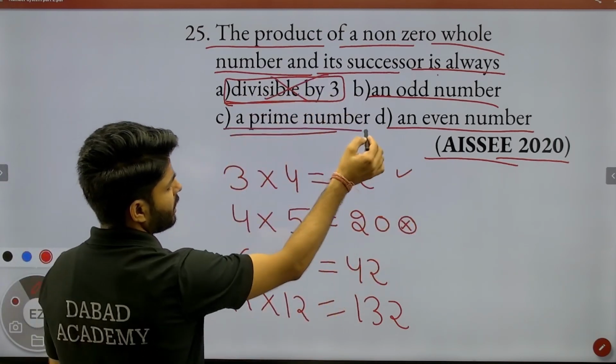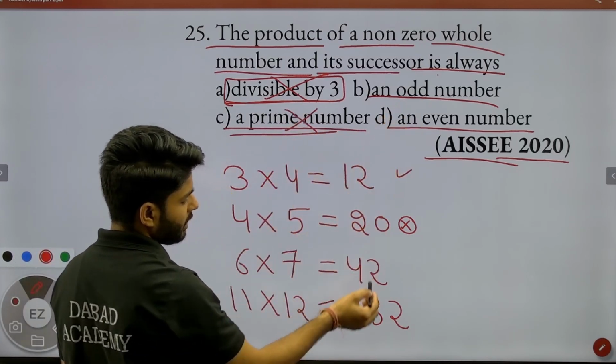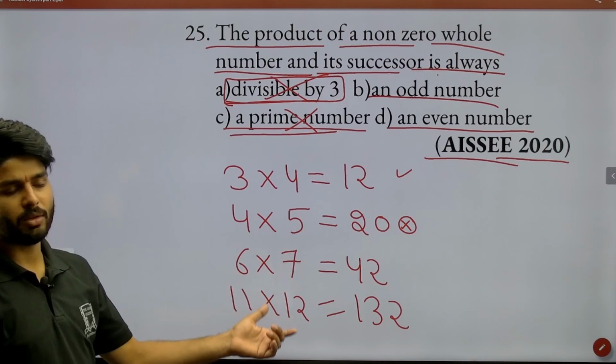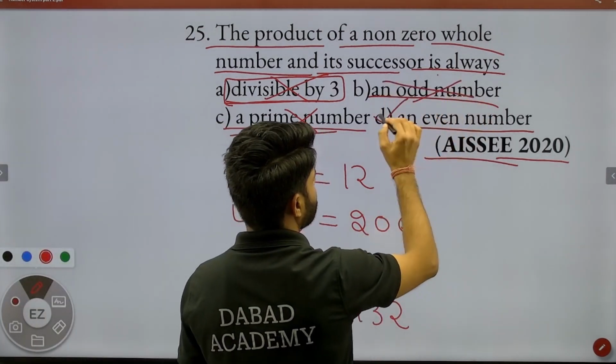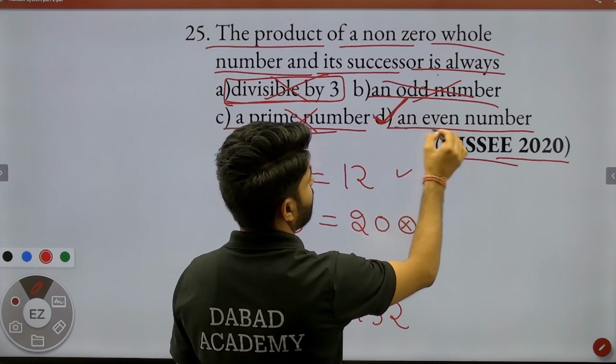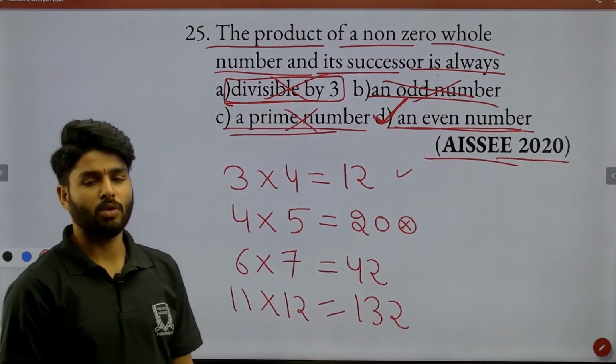Now prime number: none of these is a prime number, so it cannot be that either. And odd number: we have taken 4 examples and none of these are odd numbers. This is not the answer. So the right answer is option D, an even number. For the product of a non-zero whole number and its successor is always an even number.